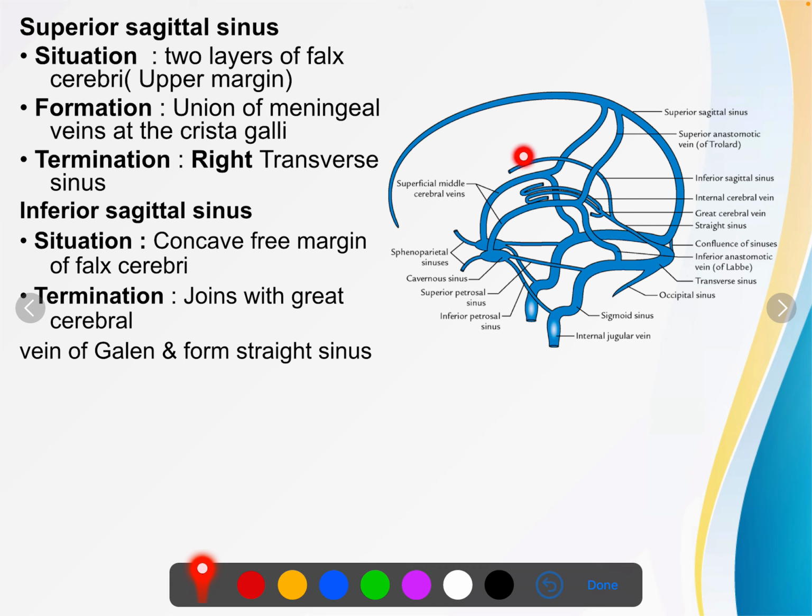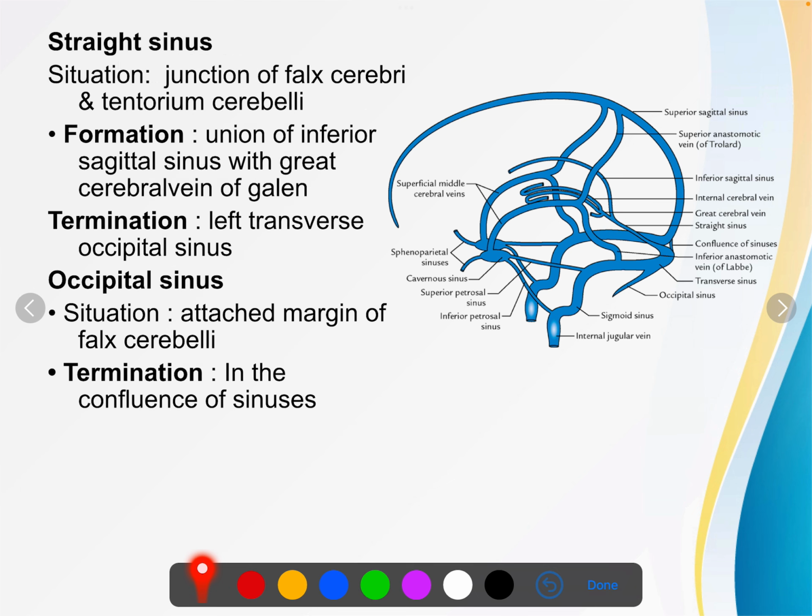The next one, inferior sagittal sinus, that is situated on the concave free margin of the falx cerebri, and it terminates by joining with the great cerebral vein of Galen to form the straight sinus.